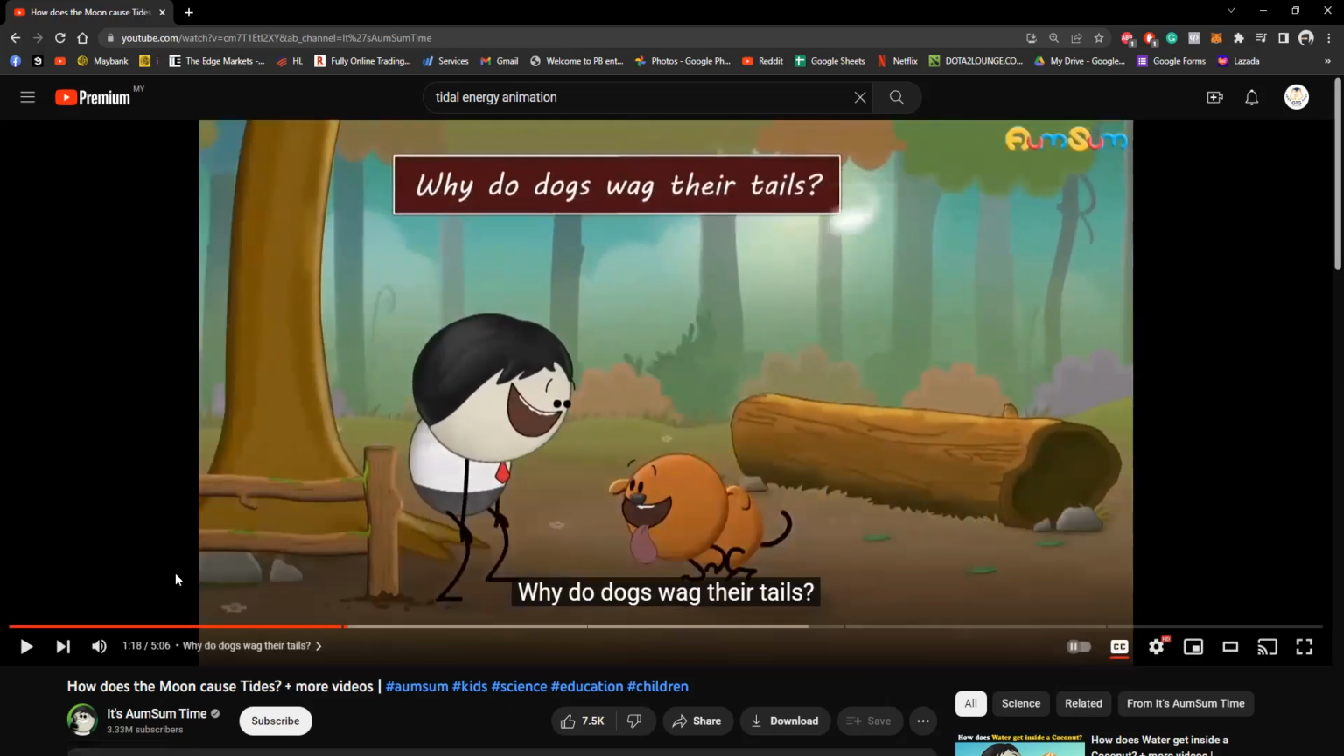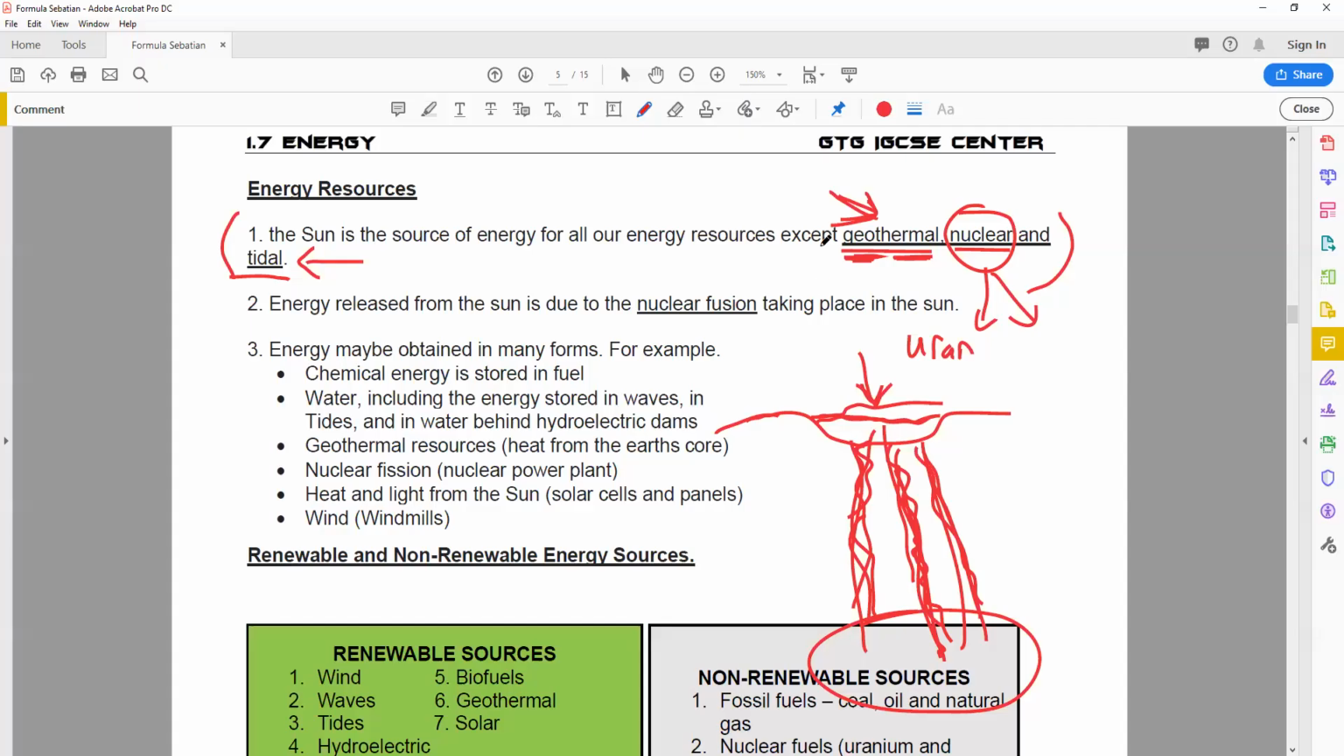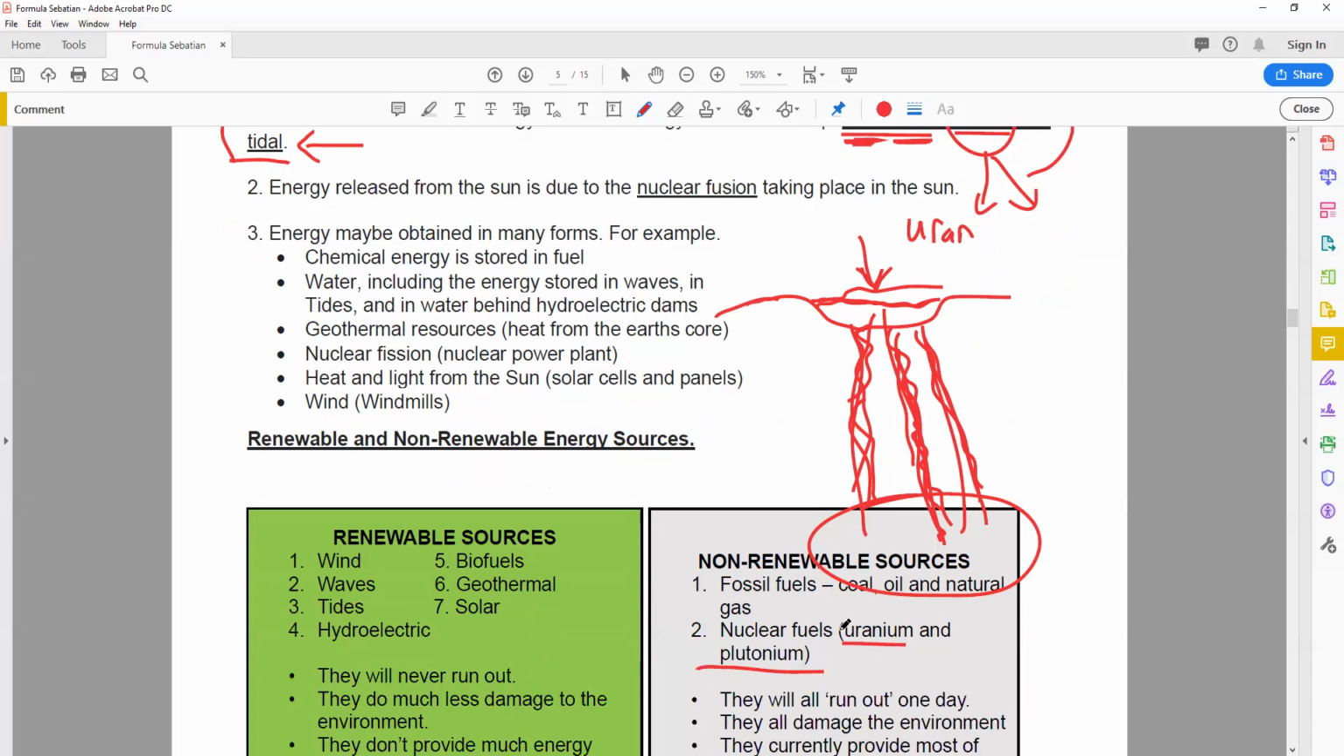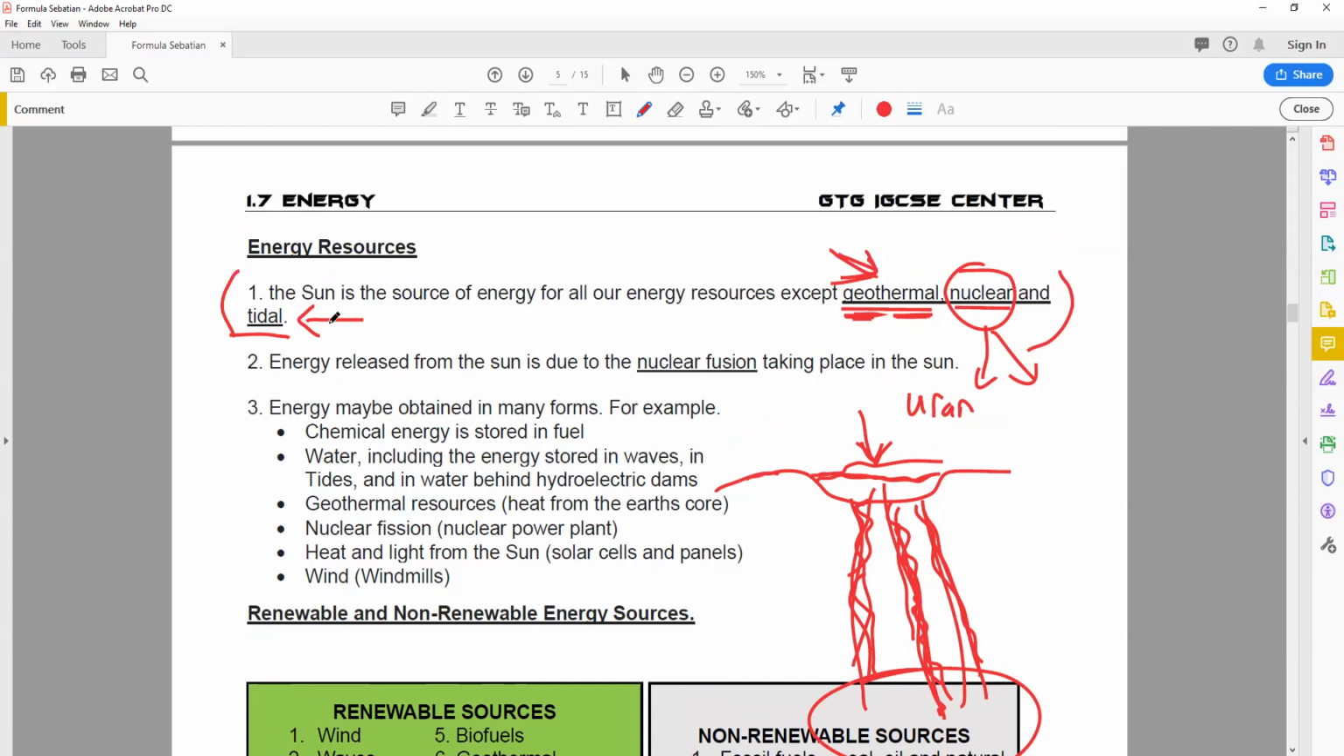Okay, so basically you guys have to remember this. These three forms of energy do not derive energy from the sun, because geothermal, like I mentioned, derives energy from the Earth's core. Nuclear energy derives energy from uranium and also plutonium. And tidal energy derives energy from the moon's gravity, guys. Moon's gravity. Okay, you might want to write this down.